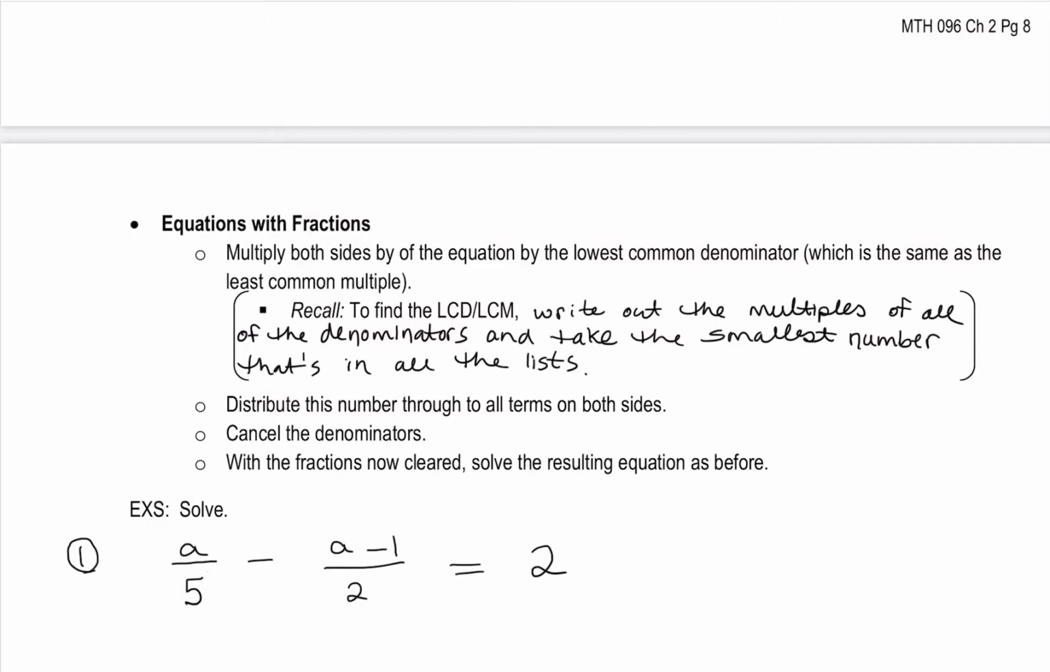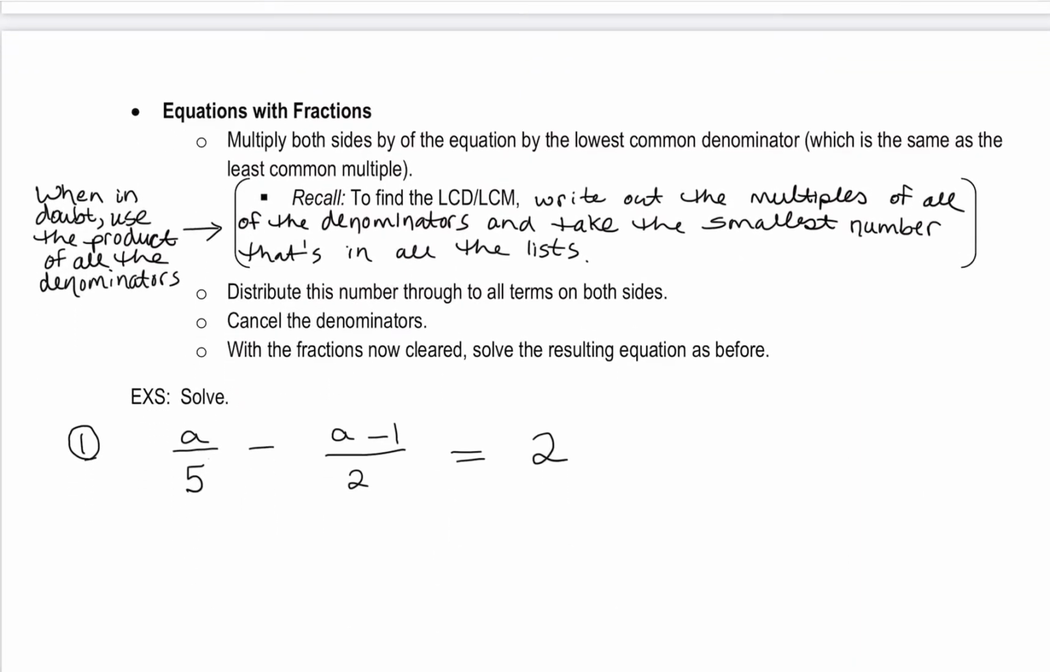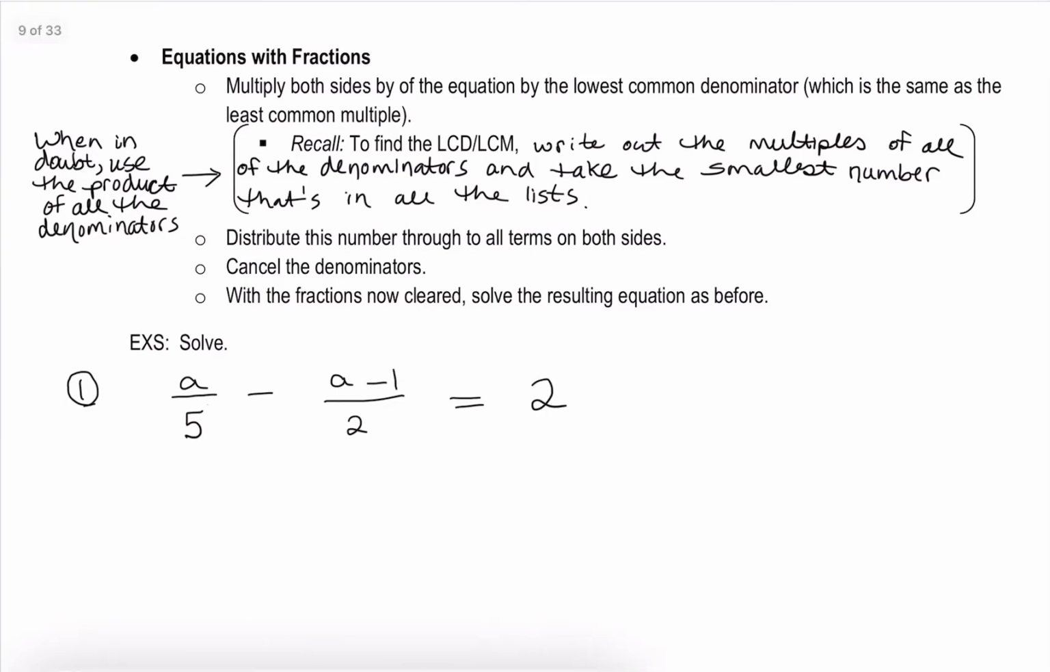But the other thing I'm going to say here is, and it would always work, when in doubt, simply use the product of all the denominators. It will always work. It just may not be the smallest number. You may have a little more reducing to do, but when in doubt, just take their product. So we're going to multiply both sides by that lowest common denominator. So let's take a look at this example as we're going through the steps.